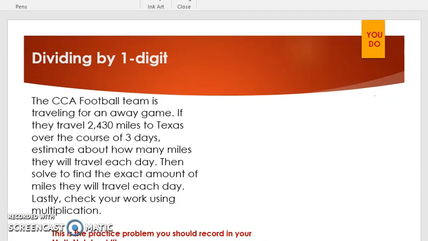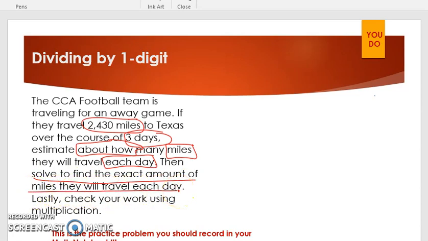Okay, now let's move on to the you do question, dividing by 1 digit. Go ahead and read the question, pause the video, and then we'll check our answer. And we're back. The CCA football team is traveling for an away game. If they travel 2,430 miles to Texas over the course of 3 days, estimate about how many miles will they travel each day. Then we want to solve to find the exact amount of miles that they will travel each day. And then lastly, we're going to check our work using multiplication.